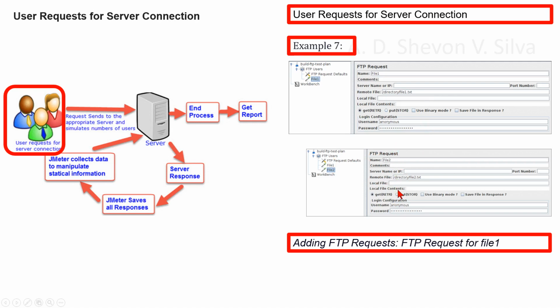See the figure here. Change the name to file2. Change the remote file field to /directory/file2.txt. 3, change the username field to anonymous. 4, change the password field to anonymous@test.com. Here you can see the FTP request for file2.